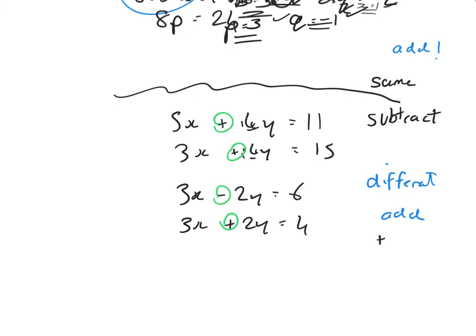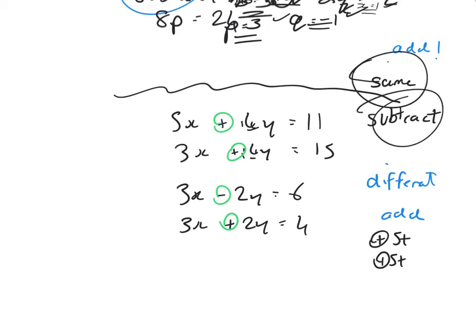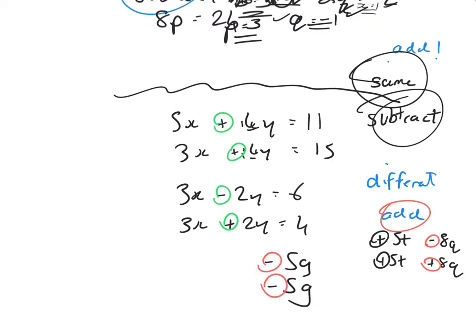Now that works in all instances. So if I had plus 5t and plus 5t, then 2 pluses, the signs are the same, so I would subtract. If I had, for example, minus 8q and plus 8q, well, this time the signs are different, so I would add. Let's say I had minus 5g and minus 5g. Well, the signs are the same, so I would subtract.